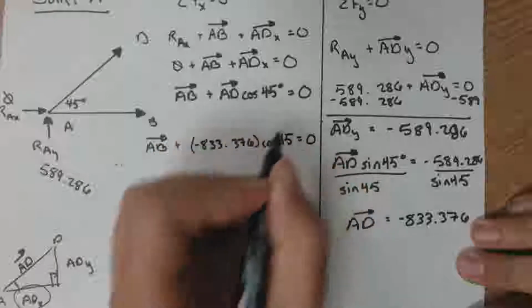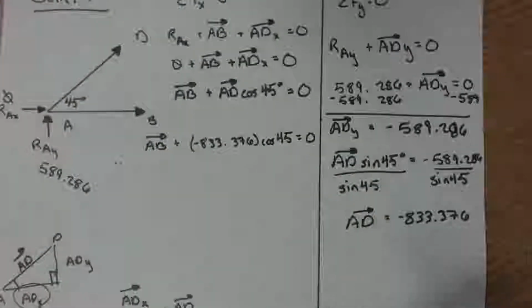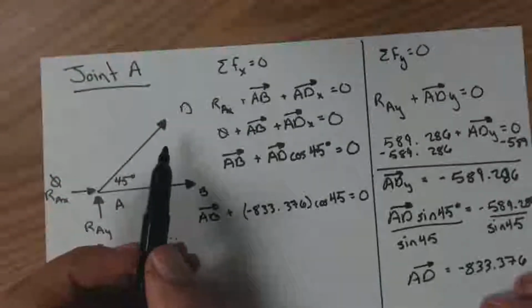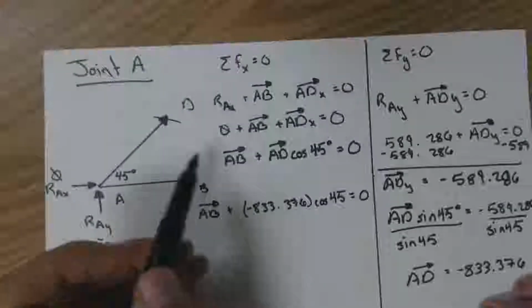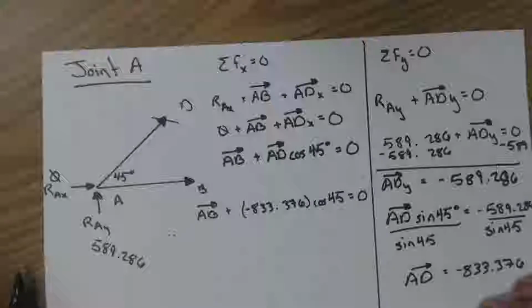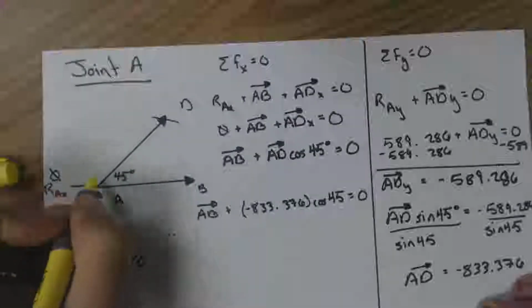cosine 45. Alright. I do need to discuss this with you because this number ended up being negative. That means I assumed my arrow was in the wrong direction. Or I assumed my arrow and I was wrong. So because that's negative, I'm not actually going away from A. Let me switch up my marker here. I'm actually going towards the joint.